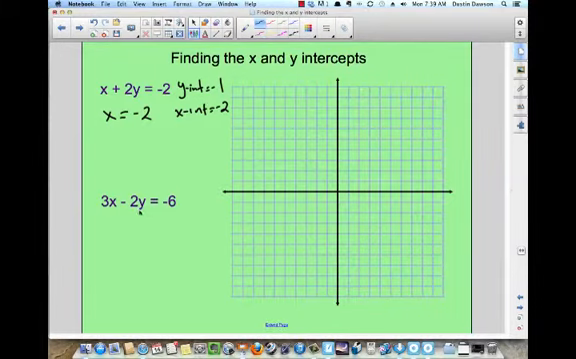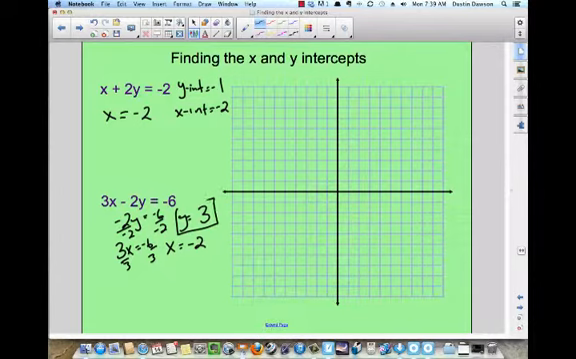Same thing down here. If I want to find my y-intercept, x becomes 0. This whole term goes away because 3 times 0 is 0. -2y equals -6. Divide both sides by -2. And my y-intercept becomes 3. And if I want to find my x-intercept, y becomes 0. And that gets rid of that. And that's 3x equals -6. Divide both sides by 3. And I get my x-intercept, which is -2.